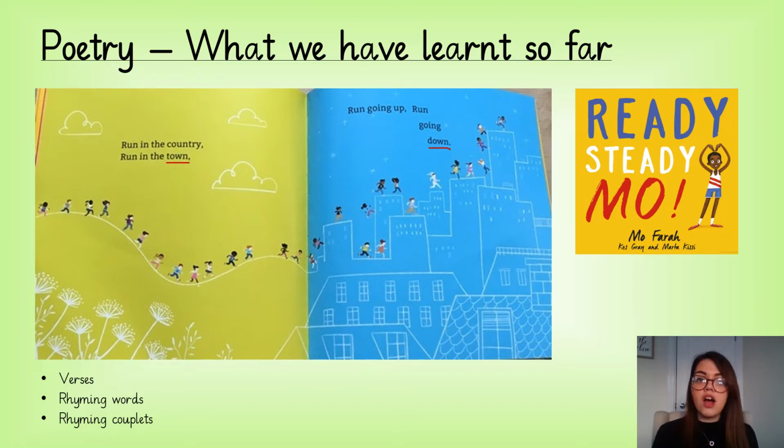Rhyming couplets are a pair of lines, 2 lines, that have rhyming words at the end. They are coupled together because they sound the same. So our rhyming couplets on this page from Ready Steady Mo are run in the town and run going down. They are couplets. They are 2 lines together that have the same sound at the end of them, town and down.